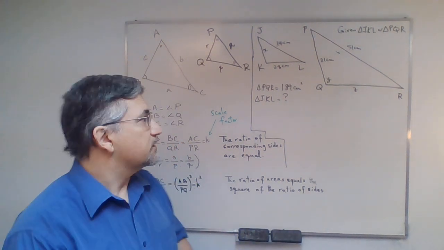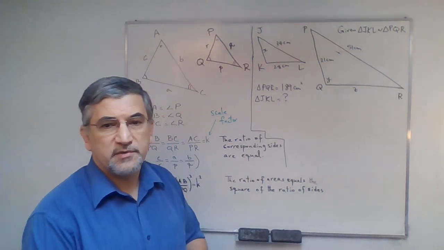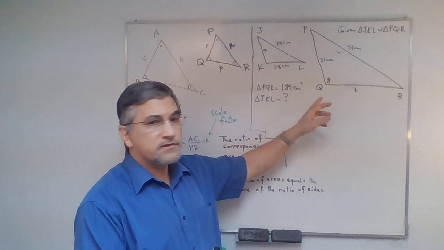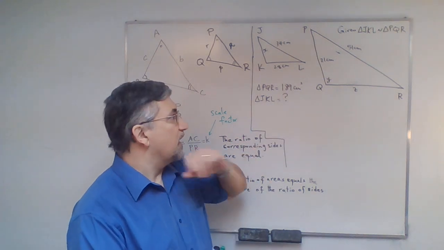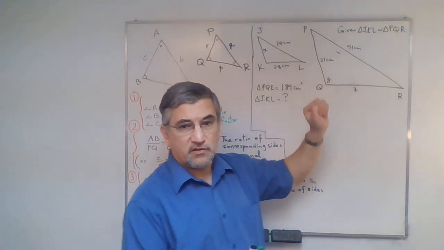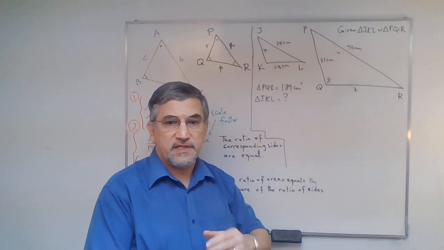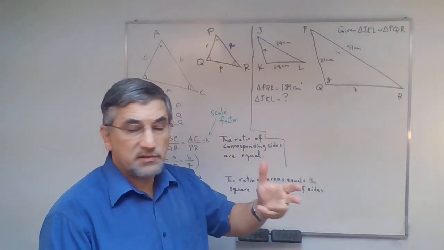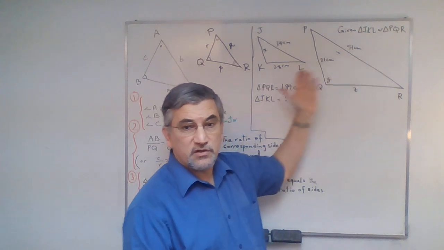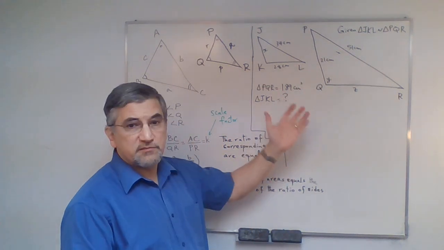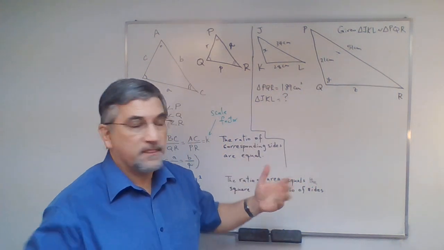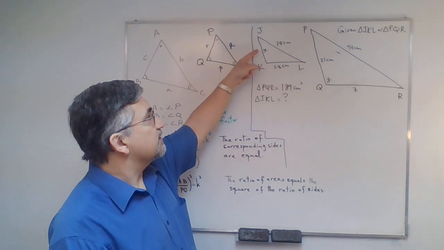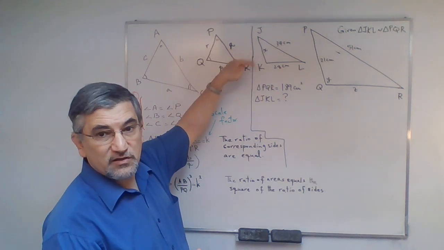Okay, welcome back. Just another example on the topic of similarity. This time we have two triangles and it is given that they are similar. So unlike the other examples I gave, we don't want to show that they are similar, because it is given that they are similar. So if they are similar, what are they asking then? They're asking us to find the length of side JK, or X.